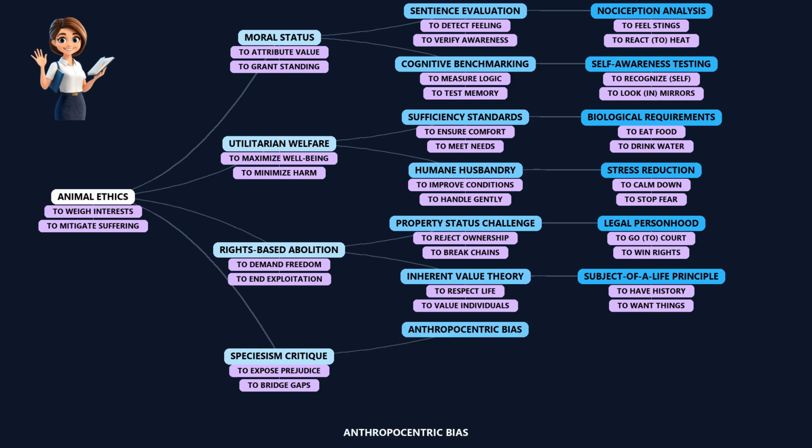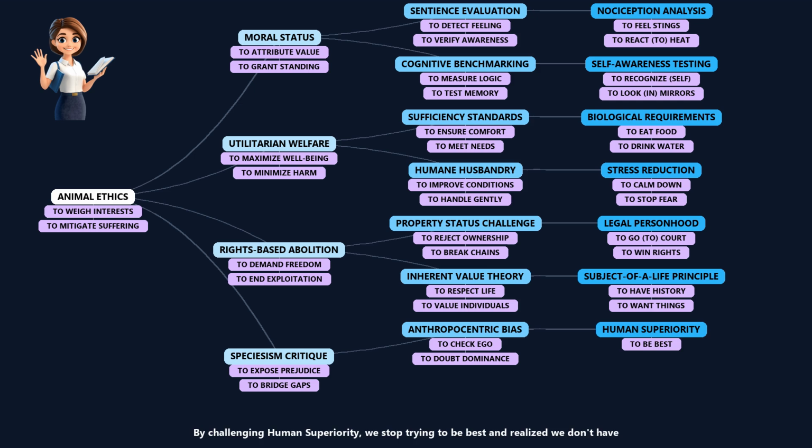Anthropocentric bias. Anthropocentric bias is a core part of a speciesism critique where we check ego and doubt dominance over the natural world. This means we stop thinking that the whole planet was made only for humans. Human superiority. By challenging human superiority, we stop trying to be best and realize we don't have to rule the world like a king. In other words, we are just one part of the animal family, not the masters of it.